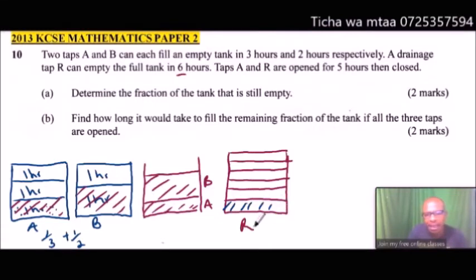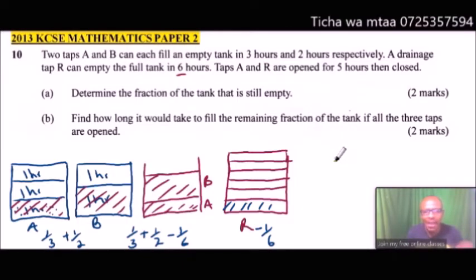So it means that if we open all the taps, then this is 1/6, which you can say is minus because it is removing the water. So if all the taps are opened, then the water that will be in the tank in 1 hour will be a third plus a half minus 1/6. And once you understand that information, then this will be a very easy question for you. For example, determine the fraction of the tank that was still empty when A and R are open for 5 hours. We need to find what part of the tank was empty.